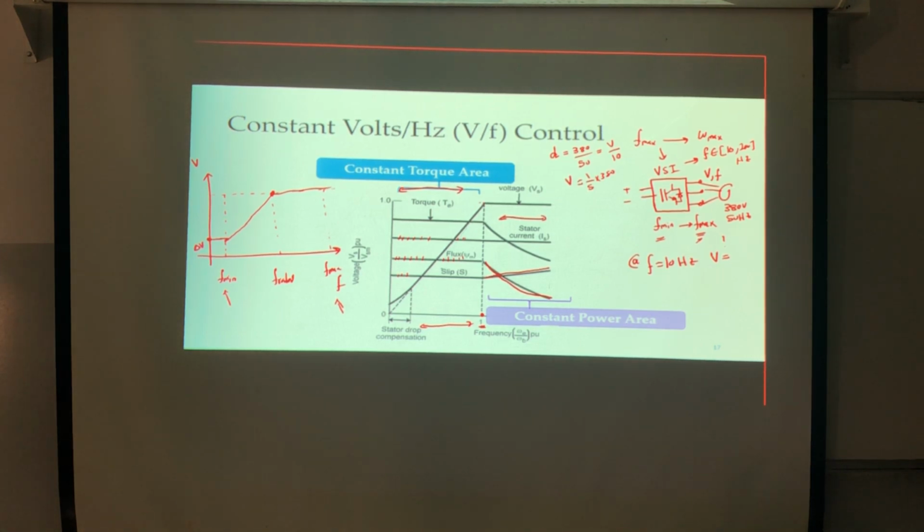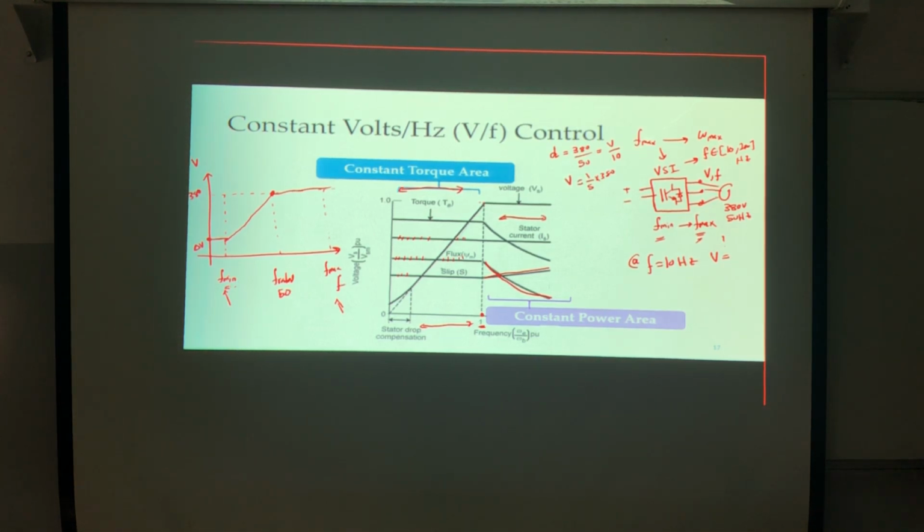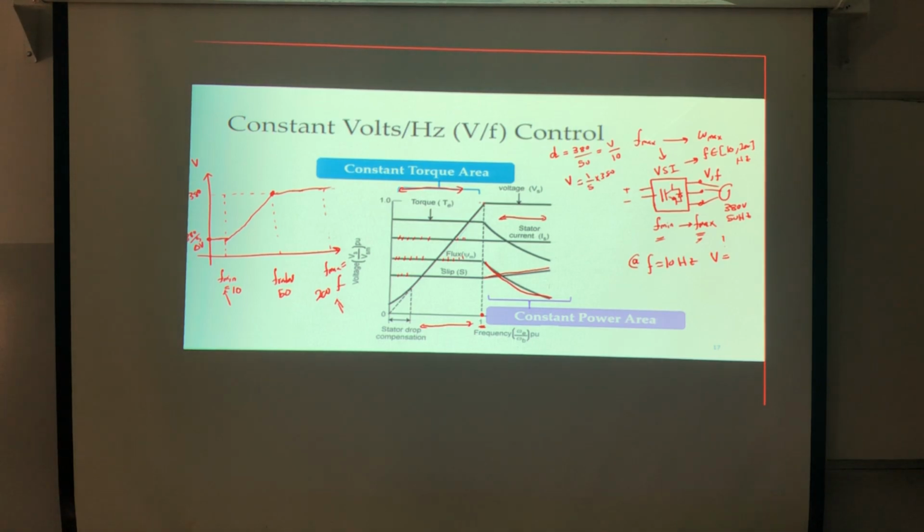50 Hertz, and this will be 380. Yeah? Yes? So this will be 50. This will be 380. This will be what? F minimum? 10. And the voltage here we already calculated to be 380 over 5. What about F max equal to what? 200, thank you. And the voltage? Constant. Yeah, 380. Yes? Good.